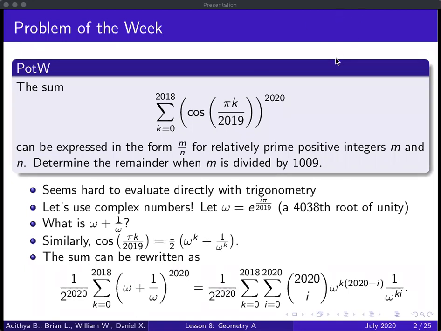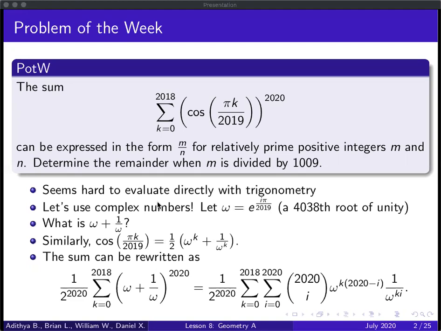So yeah, there's a typo in the first sum. It should be omega to the k plus 1 over omega to the k, not omega plus 1 over omega. Okay. So moving on, we now have a double sum.